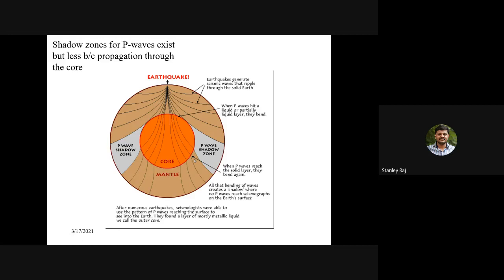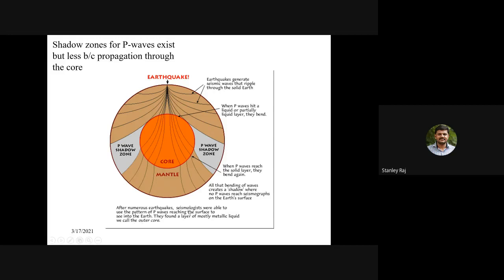So when the P wave reaches this side, it expels out some of the region. We call it the P wave shadow zone. When the P waves reach the solid layer, they bend again. All the bending of waves creates a shadow where no P waves reach seismographs on the Earth's surface. It is one of the biggest discoveries in seismology, in terms of earthquake waves. It is a very, very important discovery.